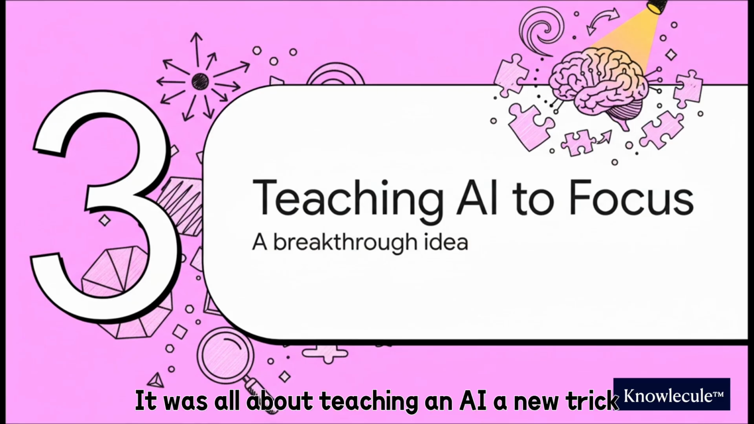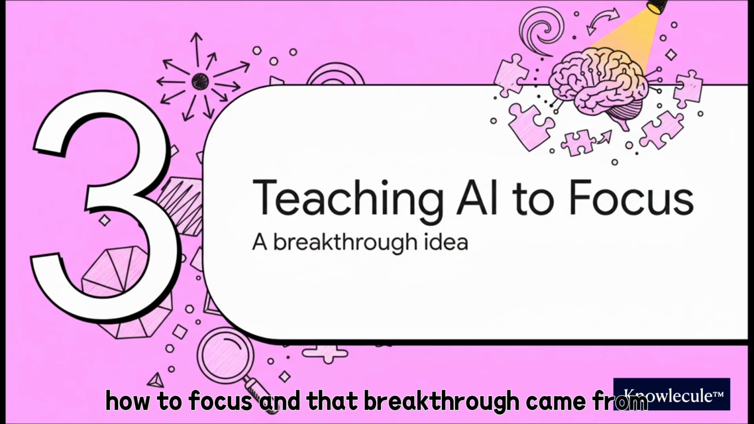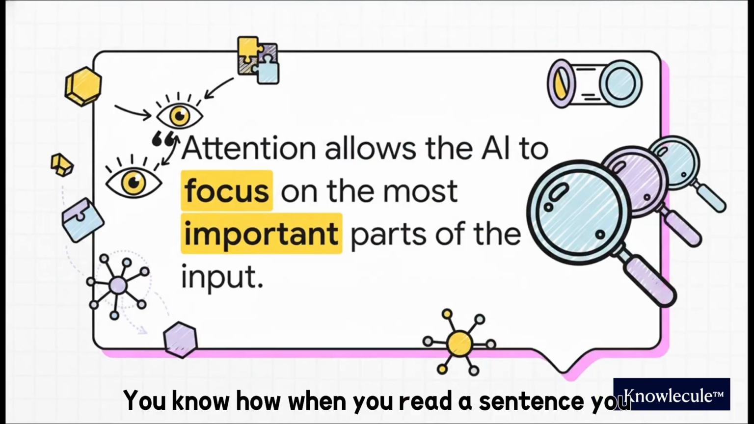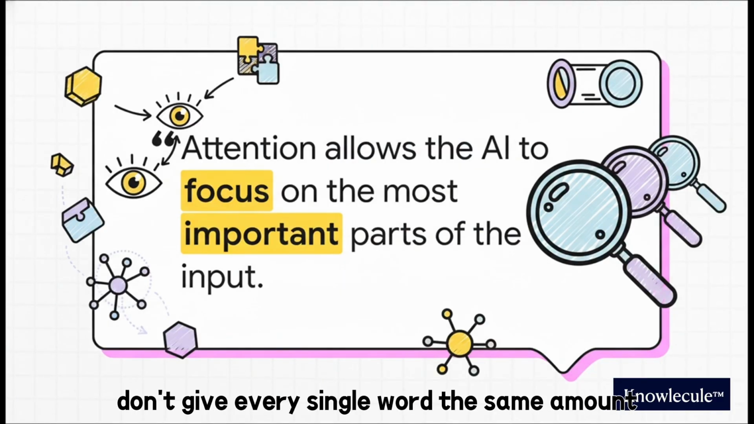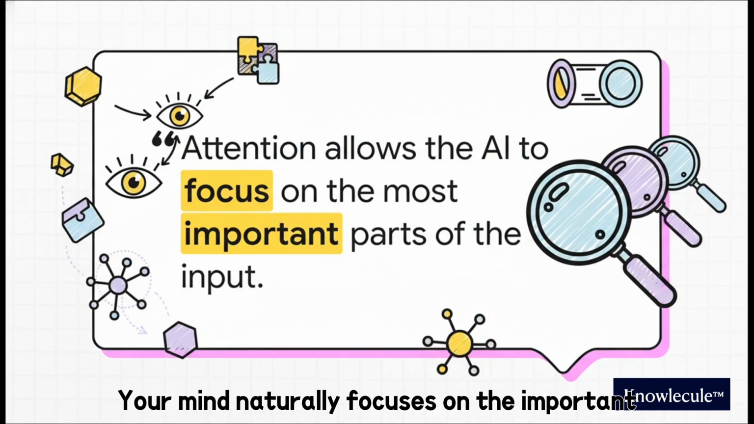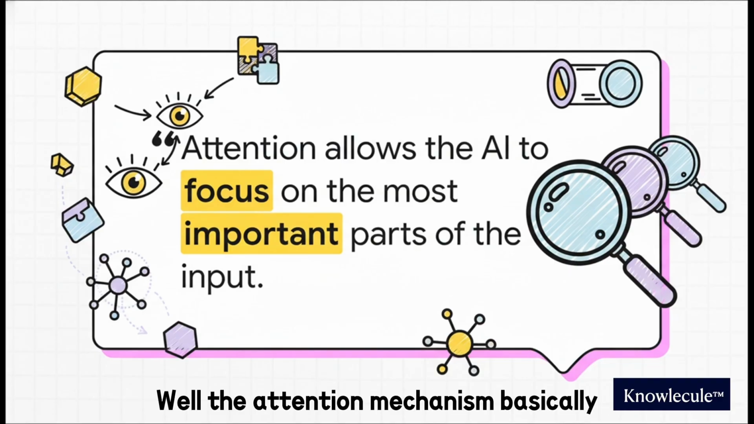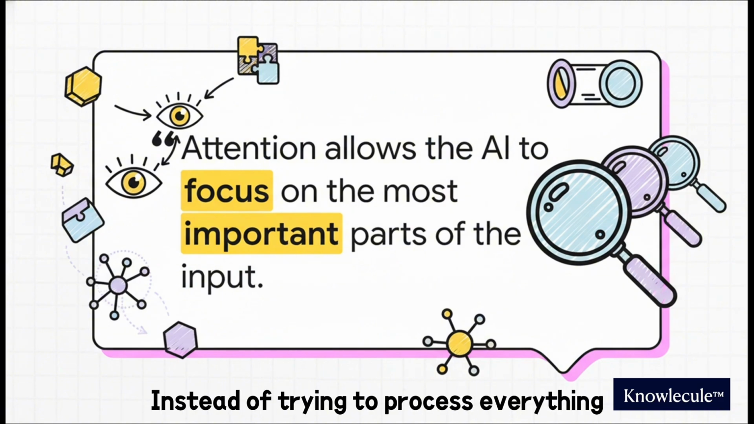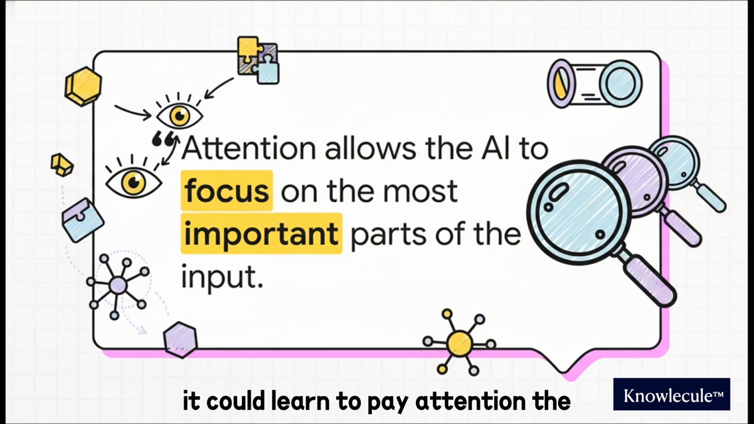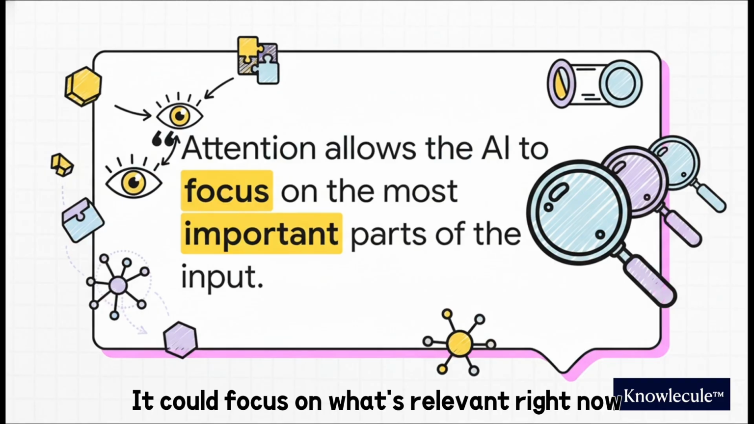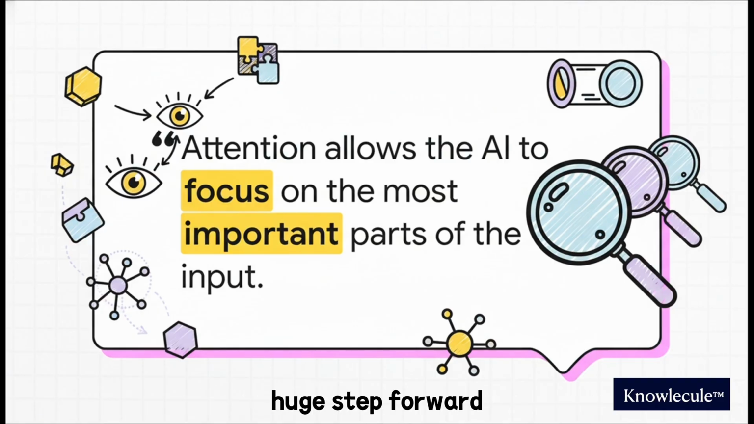It was all about teaching an AI a new trick, how to focus. And that breakthrough came from an incredible concept called the attention mechanism. You know how when you read a sentence, you don't give every single word the same amount of brainpower, right? Your mind naturally focuses on the important words to get the meaning. Well, the attention mechanism basically gave AI that same superpower. Instead of trying to process everything all at once, it could learn to pay more attention to the most important parts of the input. It could focus on what's relevant right now. And that was a huge step forward.